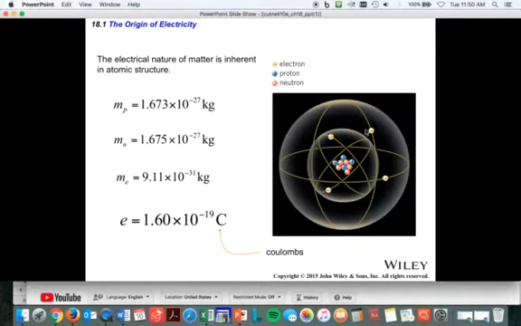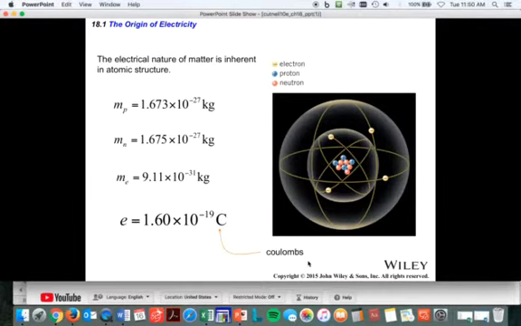And we also have the subatomic particles. The standard model is not this, but these numbers are very important. Mass of a proton, mass of a neutron, mass of an electron, and the basic charge. This is the basic charge, and it's in coulombs.